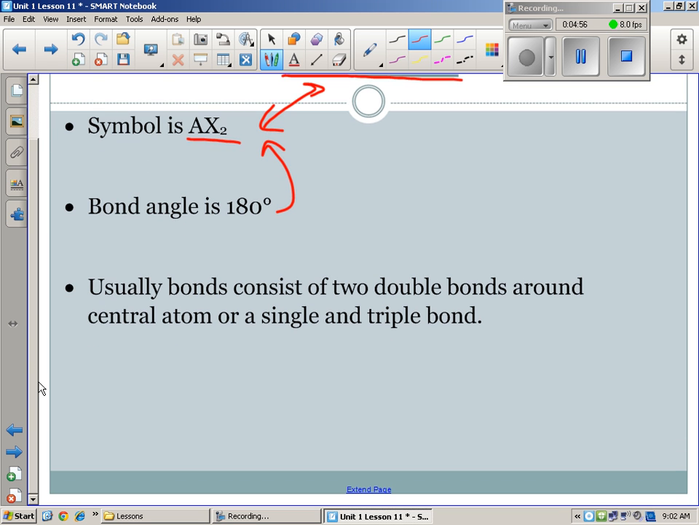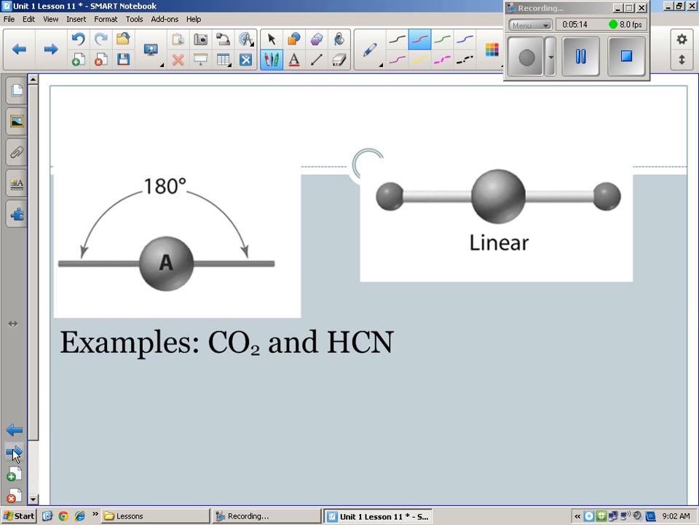Here's a few examples. Usually it consists of 2 double bonds around a central atom, or a single and a triple. You don't have to remember that, because you're going to draw these and compare them, so you don't have to memorize that part. But let's take a look at a few examples.